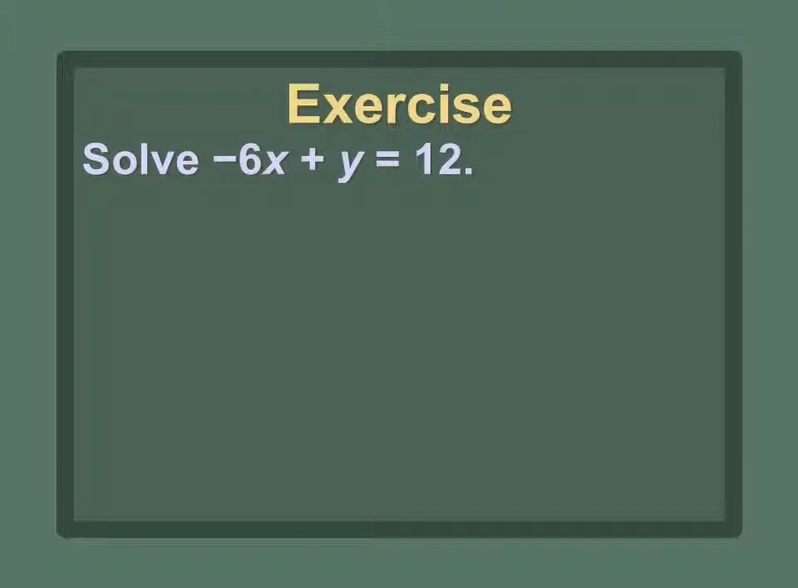If we have negative 6x plus y equals 12, if we want to get rid of this minus 6x here, we are going to add 6x to both sides. So we get y equals 6x plus 12.